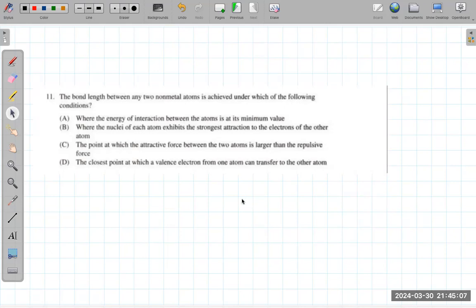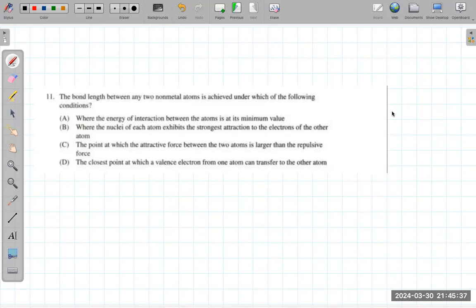B. B. Why is it B? Nuclei exhibit the strongest attraction to the electrons of the other atom. So the nuclei of each atom exhibit the strongest attraction to the electrons of the other atom. Actually, I think the answer is A. I wouldn't mind. Actually, I was saying it's either A or B.